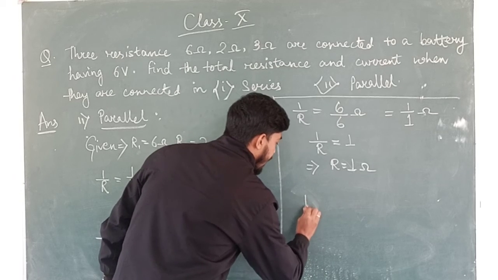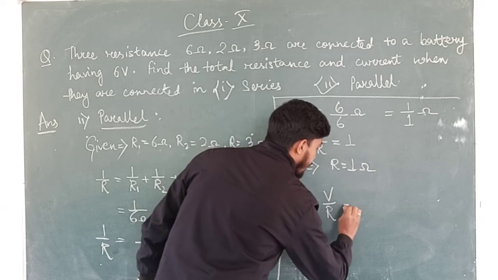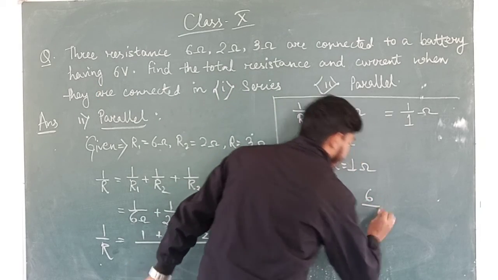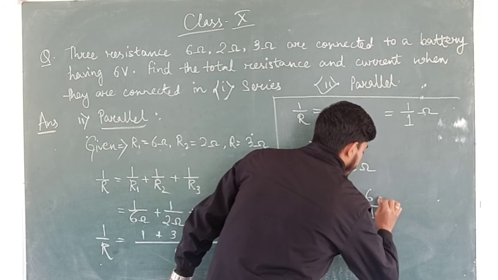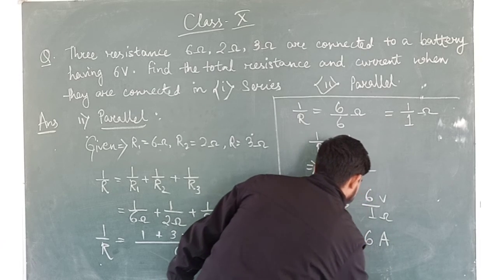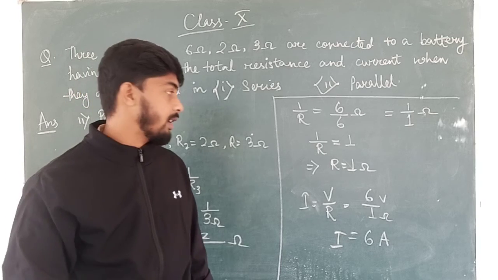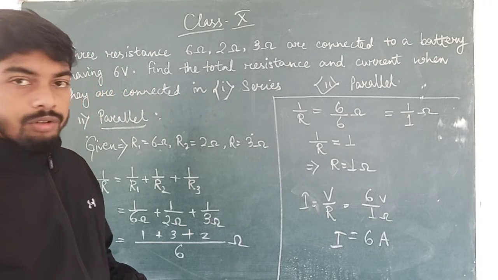And now we have to find the current. I equal to V by R. V was our 6 volt, and the total resistance which came is 1. 6 volt by 1 ohm gives us 6 ampere. This is how we have to utilize the values provided. You can write it down.